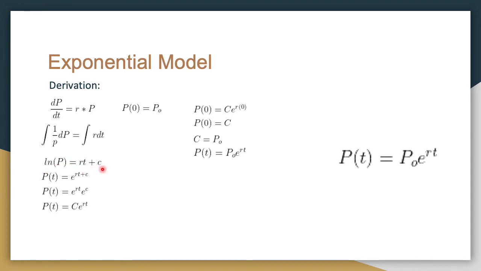And then you want to do base e of both sides, so then you're able to get rid of the ln and p is by itself. Then you want to solve for the constant c, which is equal to p of 0, and p of 0 equals p naught. Therefore, the resulting equation is p of t equals p naught times e^(rt).